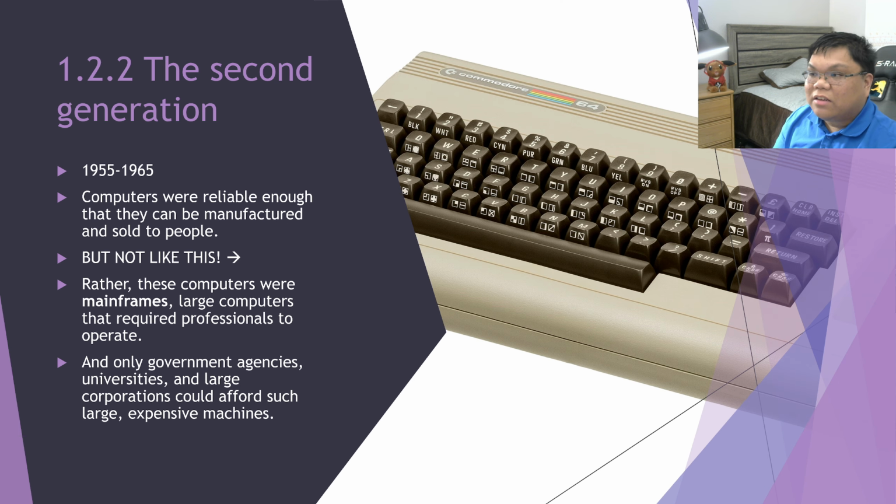The second generation of computers were reliable enough that they could be manufactured and sold to people, but not like this. Not yet, at least. These computers would be large mainframes that would require trained professionals to operate, and the only people who would be able to afford these would be government agencies, universities, and corporations. They're the only ones who could afford such massive computers.